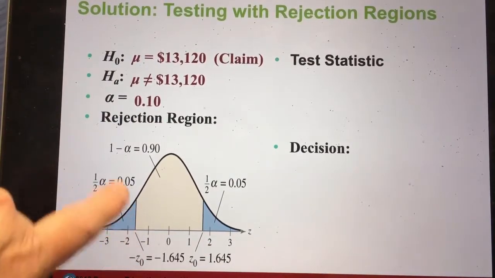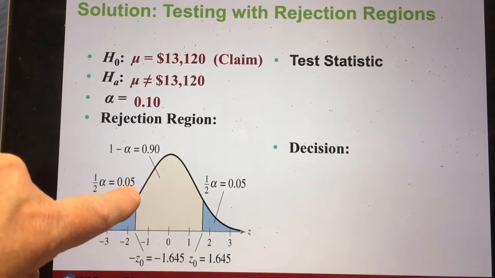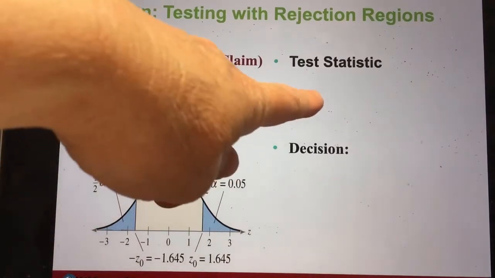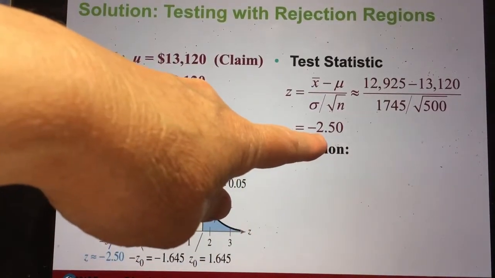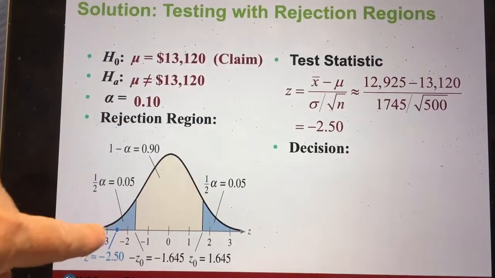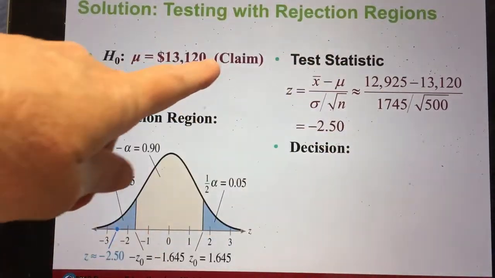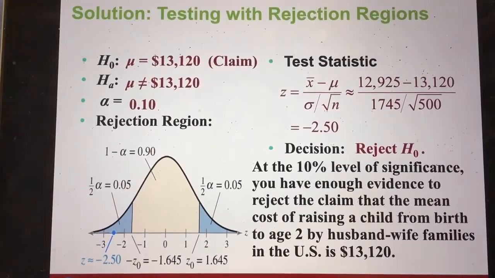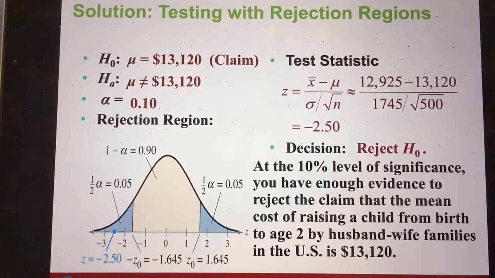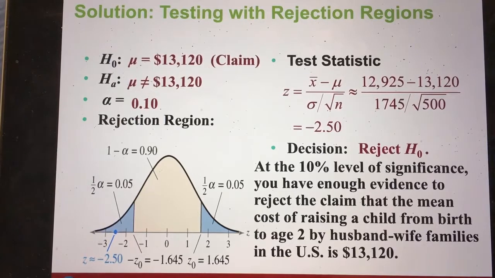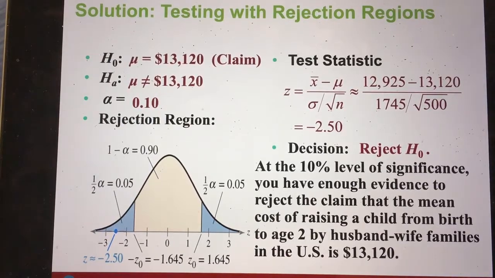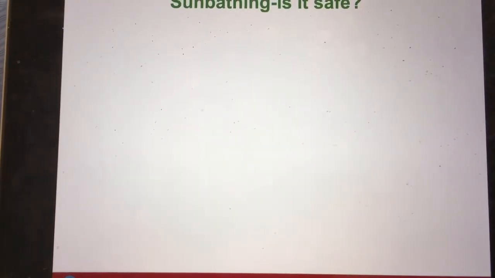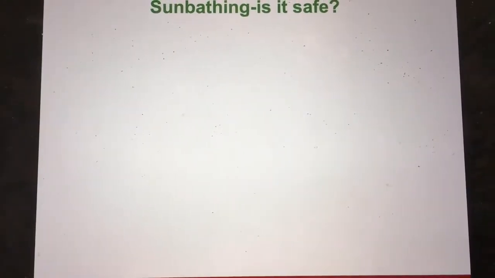Remember, the z-score that goes with 0.05 was negative 1.645 and positive 1.645. So then we calculate this one. We get negative 2.50, which is in the rejection region. Therefore, we reject H sub O, which was the claim. At the 10% level of significance, you have enough evidence to reject the claim that the mean cost of raising a child from birth to age 2 is equal to $13,120.